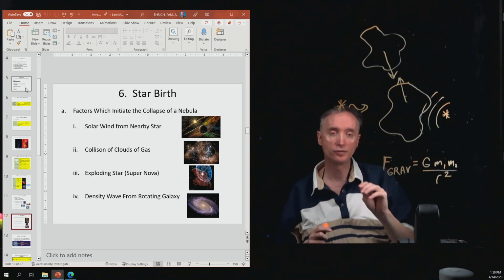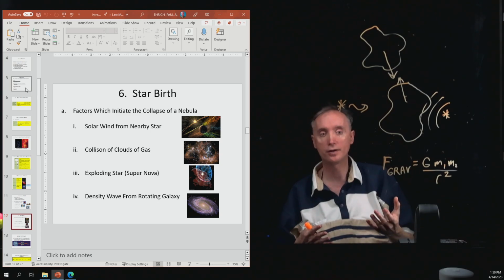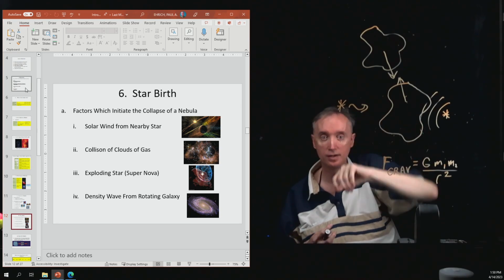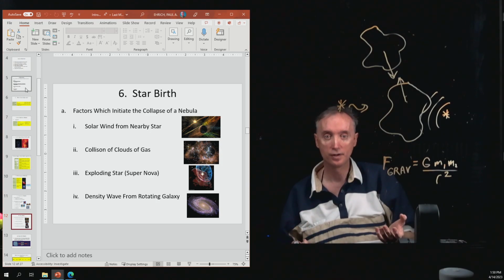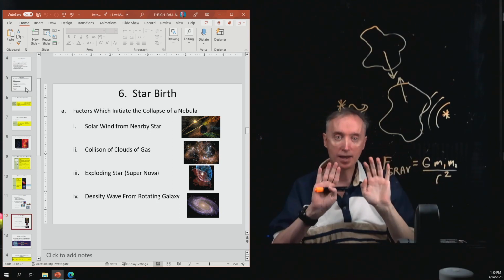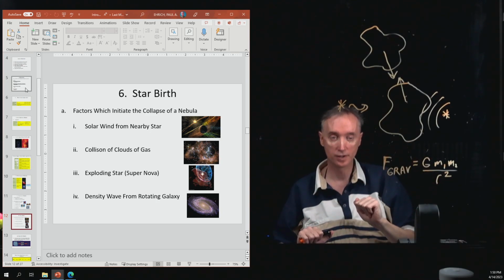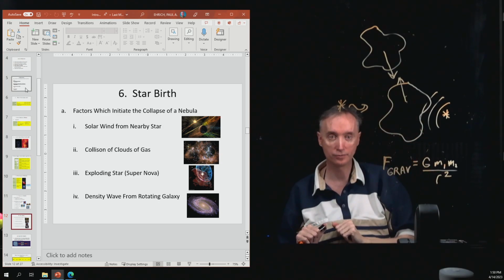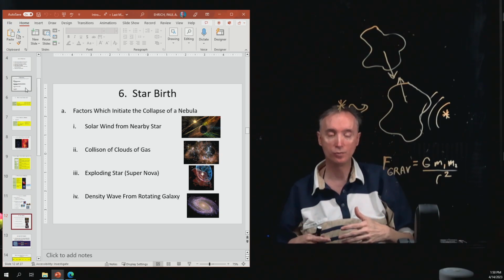And then finally, number 4, at this point don't worry about it, but it's a density wave. Our galaxy is a spiral galaxy. It's rotating, and as it rotates, it has these things called arms. As those arms rotate around, they push the gas in front of them like a bulldozer. That compresses the gas, gravity takes over, and that triggers star formation. So don't worry about the density wave until we get to unit number 4.